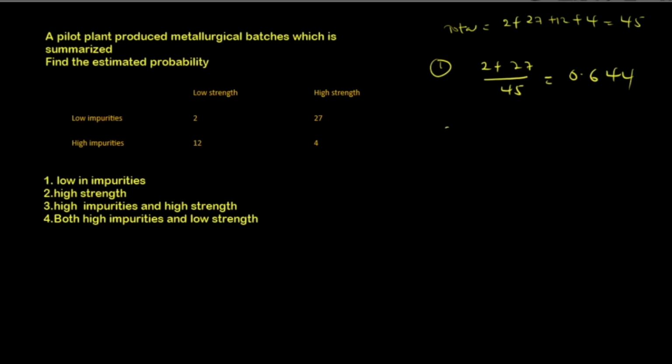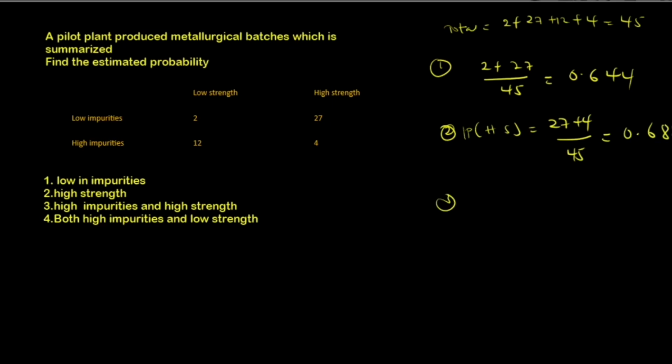And with number 2, high strength. We're supposed to find high strength. This is high strength, right? So for high strength, you're going to sum the high strength, which will be the probability of high strength equal to 27 plus 4 all over the total, which is 45. In that case, we're going to get a probability of 0.689.